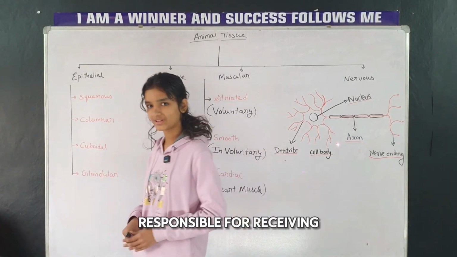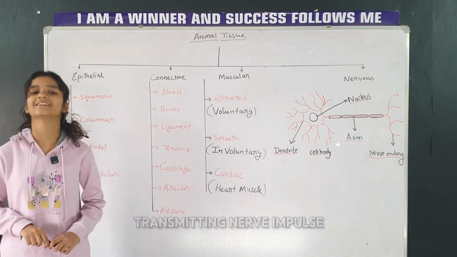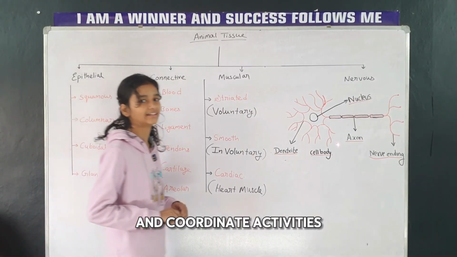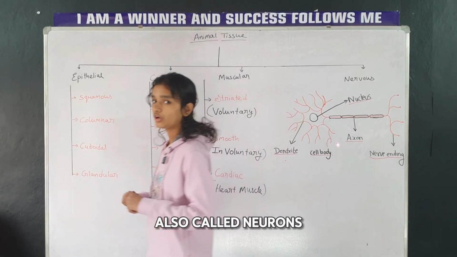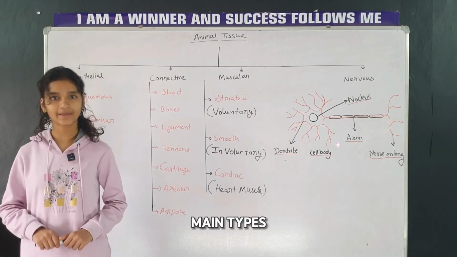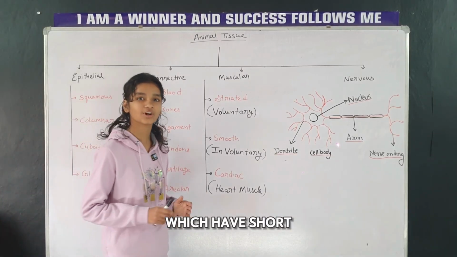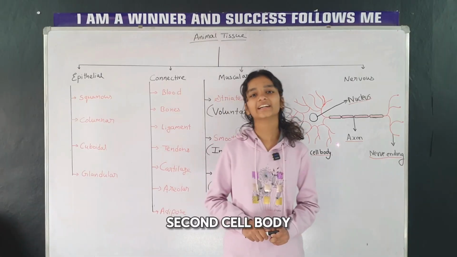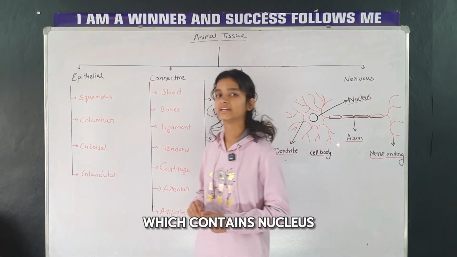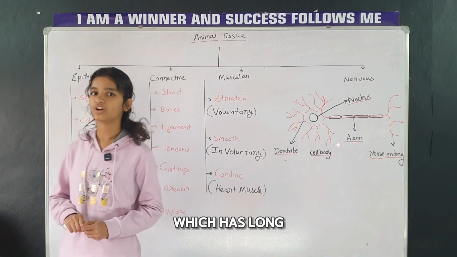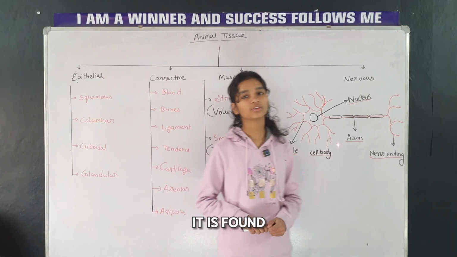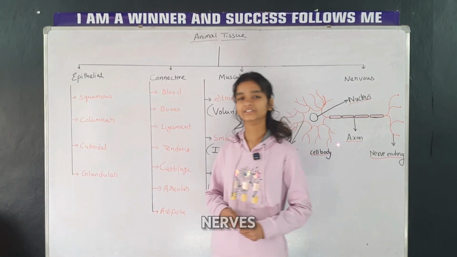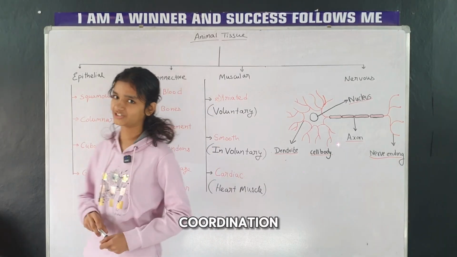This tissue is responsible for receiving stimuli, transmitting nerve impulses and coordinating activities. This tissue is made up of nerve cells, also called neurons. It has three main parts. First, dendrites, which have short and branched structure. Second, cell body, which contains nucleus, and third, axon, which has long fibers. It also has a liquid called cytoplasm. It is found in the brain, spinal cord and nerves. It is helpful for control and coordination.